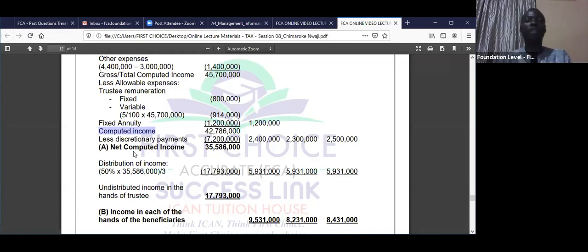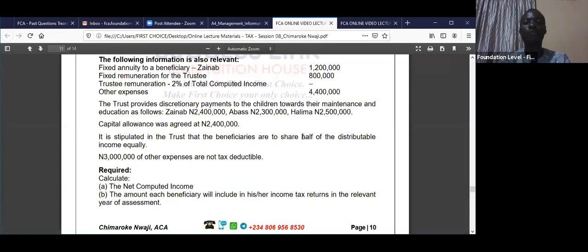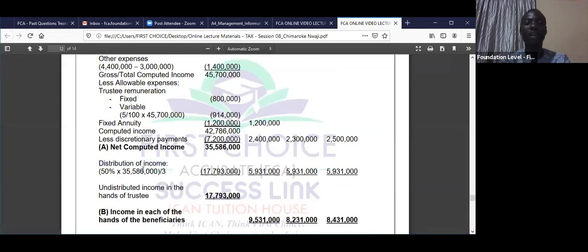Now, let's distribute the income. Look at how we distribute the income. The question says half of the distributable income is to be shared equally. So what do we do? We look for 50% of this figure here. When we get it, we distribute it equally, divided by 3. So these are the things you get when you distribute this figure, which is half of it, into 3 equal parts. So that is what you get.